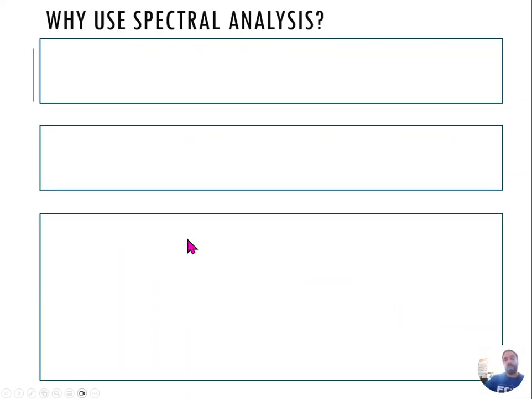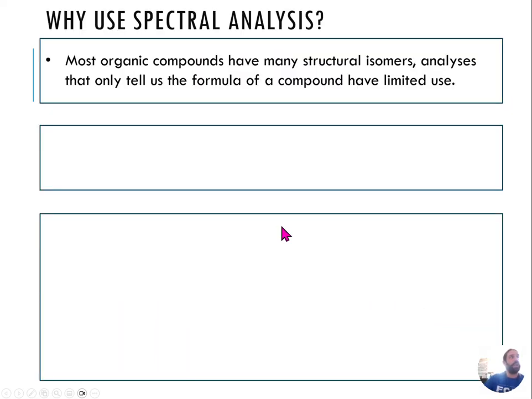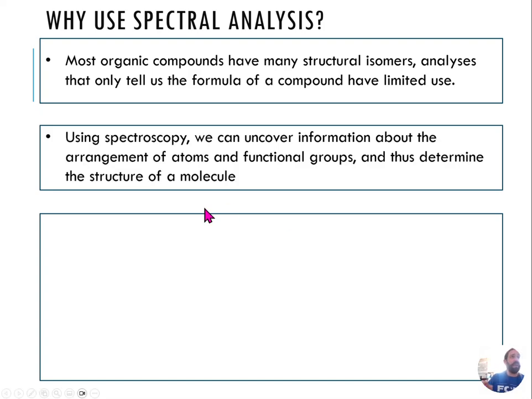All right, so why do we care about what we're doing in this unit? Well, most organic compounds have structural isomers, and different isomers have different chemical reactivity and different chemical properties. So it's useful to us to know which structures we are dealing with. Using spectroscopy, we can determine which functional groups are present in molecules. We can see how all the atoms in the molecule are arranged. We can get useful mass information and so forth.